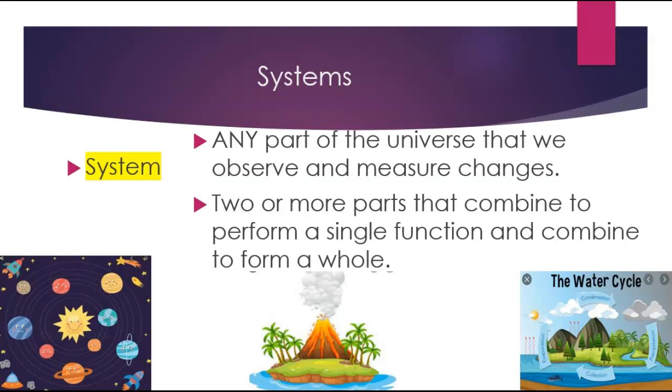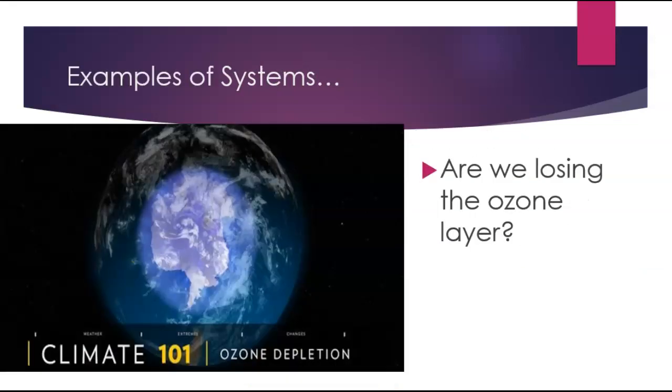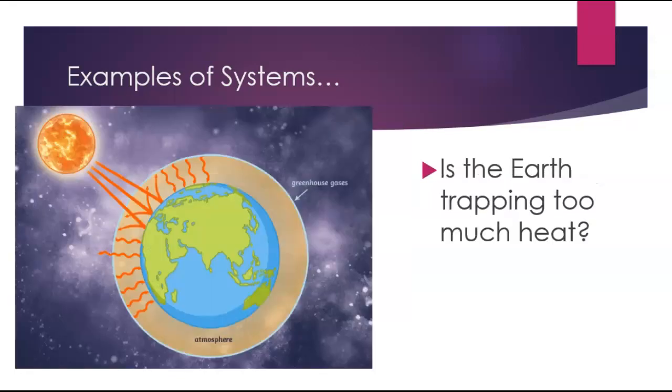So let's look at a few examples of what a system is. One example that we could study as scientists is, are we losing the ozone layer? That's something that scientists are always studying. So that would be an example of a system. The area above the Earth there that is getting rid of the ozone layer or seeing if it's being replenished. We want to study that. Another example of a system would be if Earth as a whole system is trapping too much heat with the greenhouse effect.